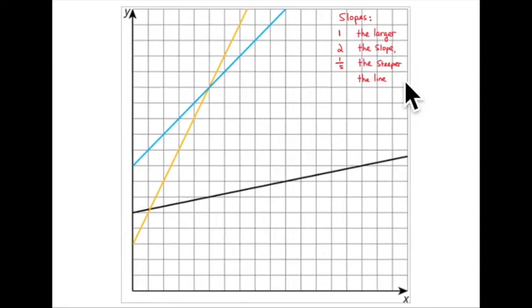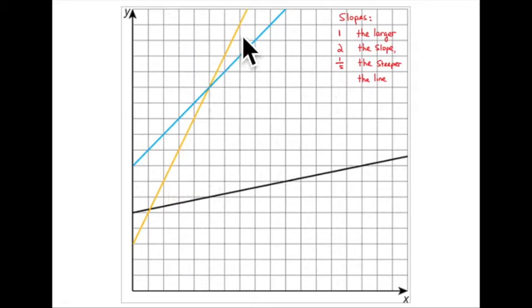And so the larger the number, the larger the slope, the steeper the line. So the very steepest line is going to have a slope of 2. We're going to talk about what that 2 means in a moment. The next steepest line has a slope of 1. And the least steep line, the one with the smallest slope, has a slope of 1/5. So you can match them just based on that.